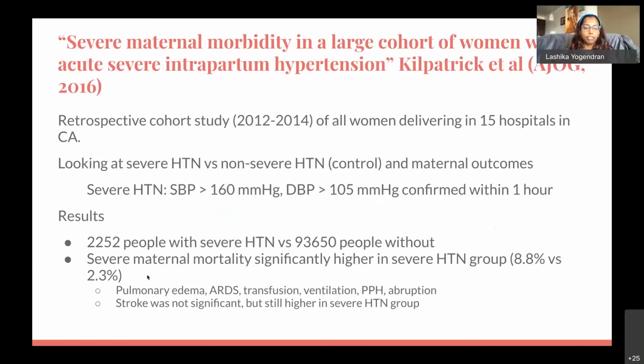They noticed significantly higher differences in pulmonary edema, ARDS, transfusion, ventilation, postpartum hemorrhage, as well as placental abruption. Interestingly, in this study, stroke was not significantly different, although there was definitely an increase in frequency in the group with severe hypertension, but I think the p-value is trending towards significance, so something else to consider.